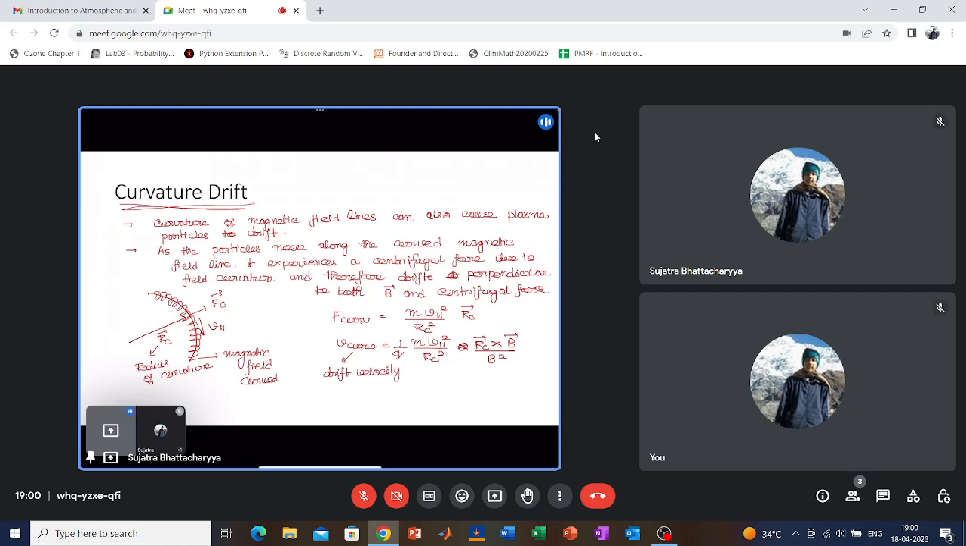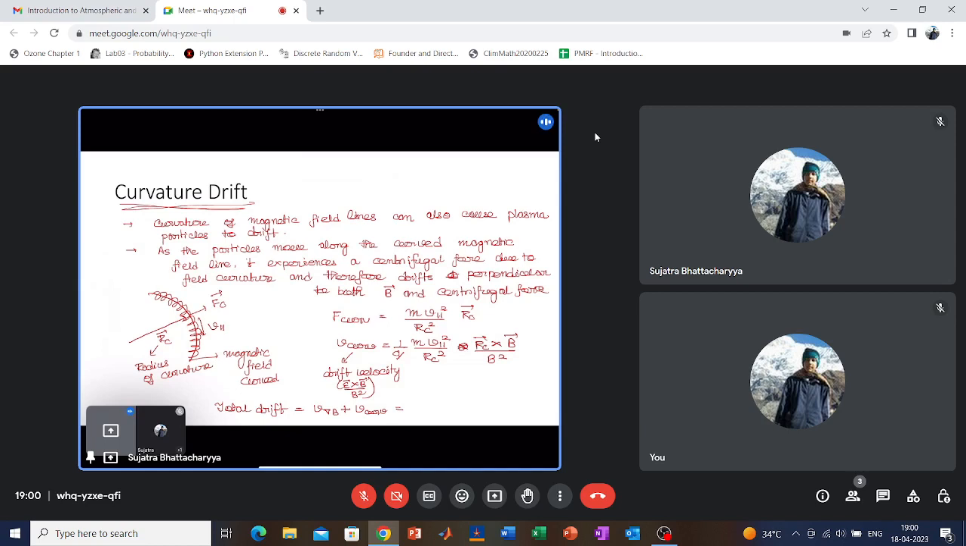So how is it coming? The same E cross B by B square. Okay. Therefore, the total drift, all possible, is nothing but V due to the gradient drift and V due to curvature drift. So it finally can be written as, let me write the expression of the final drift velocity.